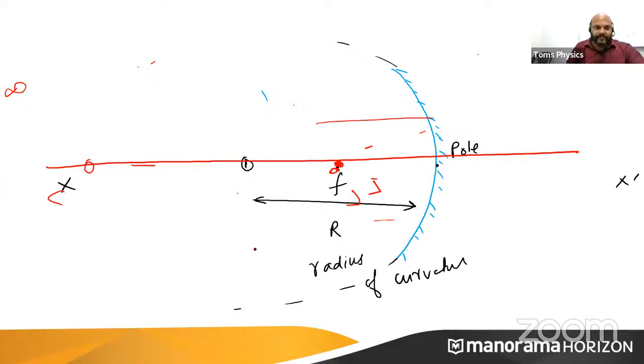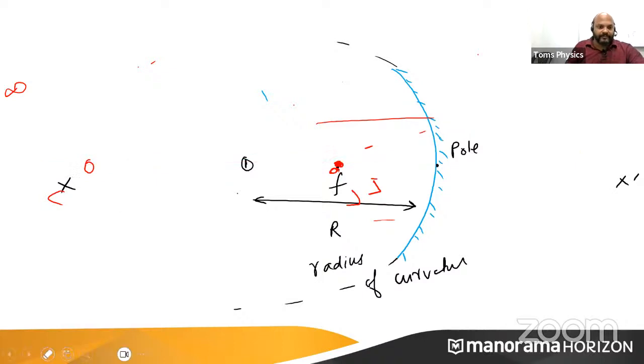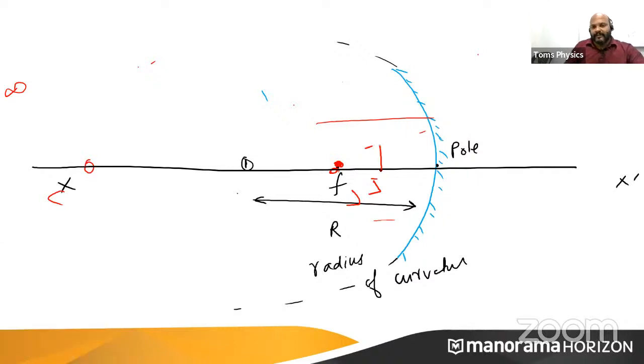So this is the principal axis, and we have an object that is between the focus and the pole. Use a different color. This is better. So the principal axis, and here we have our object between the focus and the pole, right? In this particular case, what is happening? This is the one case in the case of a concave mirror where you are going to get diverging rays.